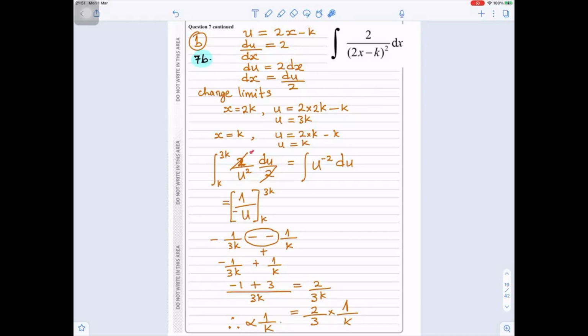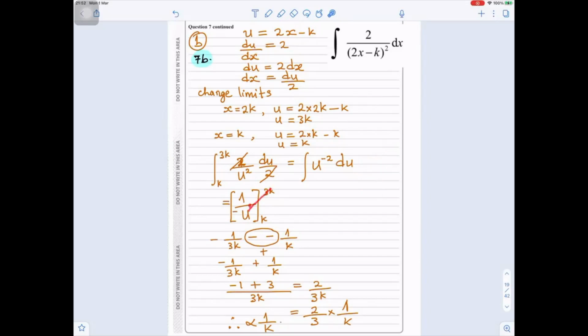Now, when you cross out the 2, you take u squared to the top, it becomes u to the minus 2. When you integrate, you add 1 to the power and divide by the new power. Minus 2 plus 1 will give you u to the minus 1 divided by minus 1. So minus 1 over u.